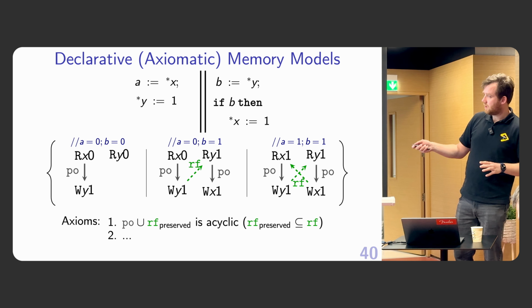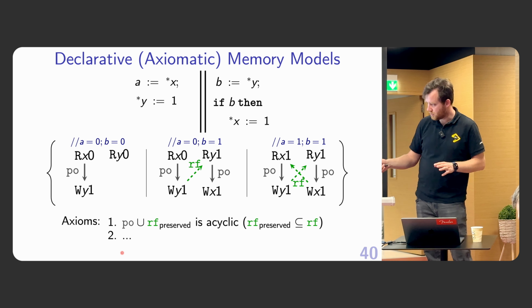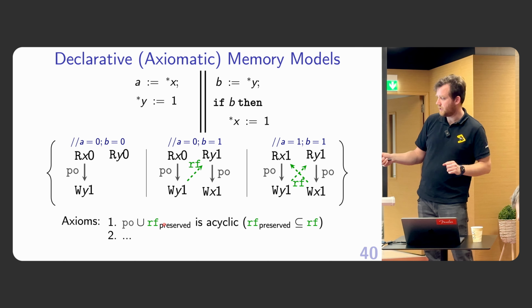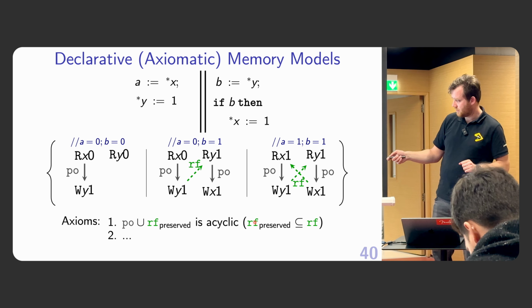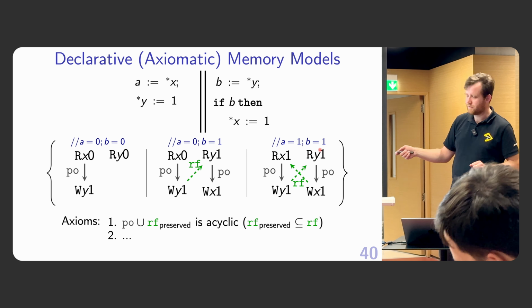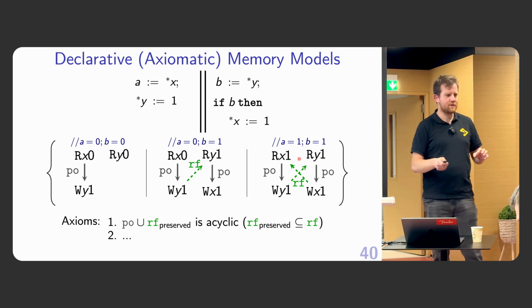Yeah, so let's take a look at one of the axioms. So here it says that the PO union RF relation is acyclic. Actually not RF, but some subset of RF. So some RF edges are important for us, others not.